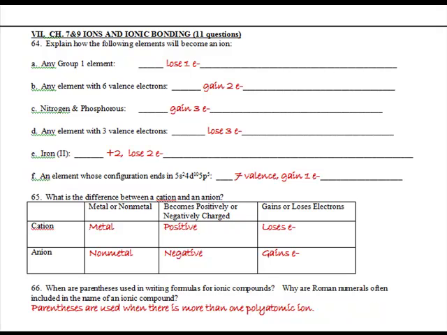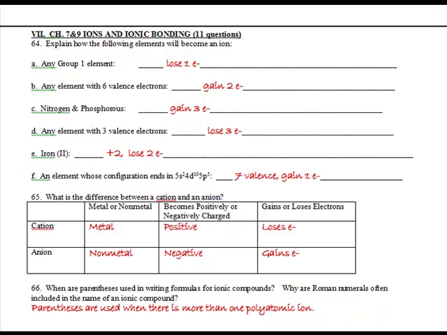Letter B, any element with 6 valence electrons. 6 valence electrons means they're 2 away from 8, so they have to just gain 2. C, nitrogen and phosphorus, you have to find out what group they're in. They're in group 5, or 15 if you go by the other method, and they're going to gain 3 more electrons to get up to the 8. So whatever group number they're in, that's how many valence electrons they have, and then figure out what else they need to get to 8. Letter D, any element with 3 valence electrons. If you have 3, no one's going to give you 5, so you're going to lose 3.